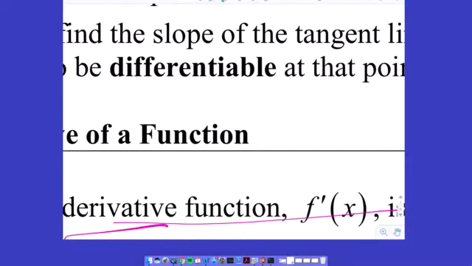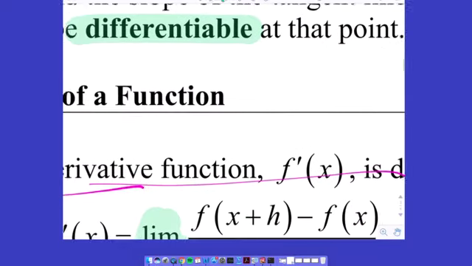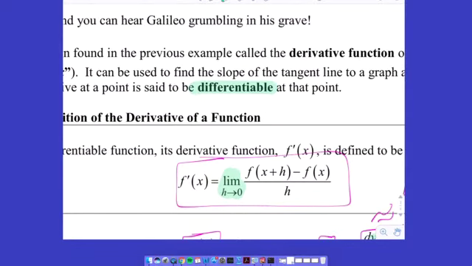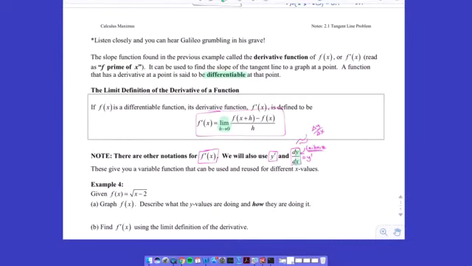Now, if a function has a slope of a tangent line at a point, we say that its derivative exists there, and we say it's differentiable there. So a function that is differentiable at a point just means that its derivative exists there, which now means the slope of the tangent line exists there. The instantaneous rate of change exists there. There are some places where a function's derivative does not exist, and we'll get to that probably tomorrow.